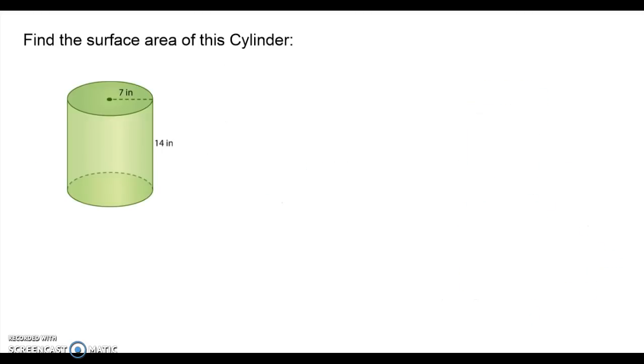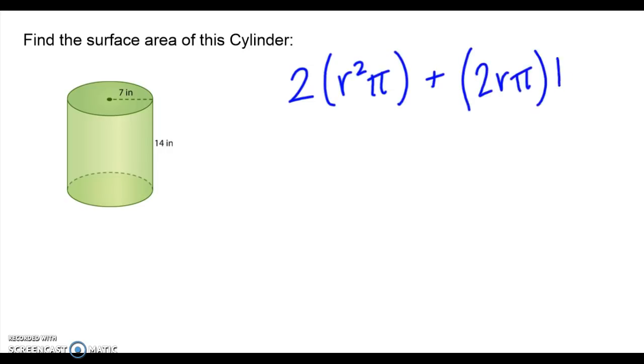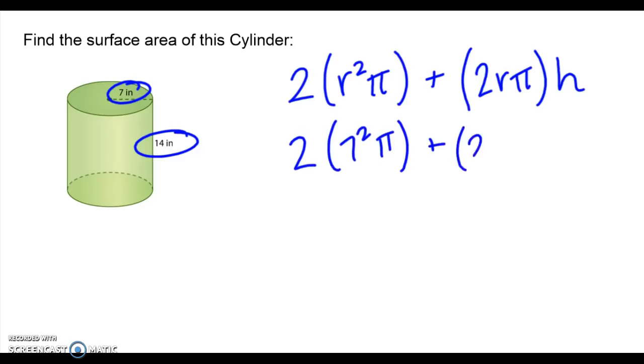So if we're going to be using surface area to find the area of the cylinder, our surface area formula was 2 times r squared times pi plus 2r pi times h, right? Circumference times height. So then we just plug in what we know. We know the radius is 7. We know the height is 14. So I plug in 7 for my radius for both of them. Please notice that one of them is squared and one of them is times 2, and then times 14.